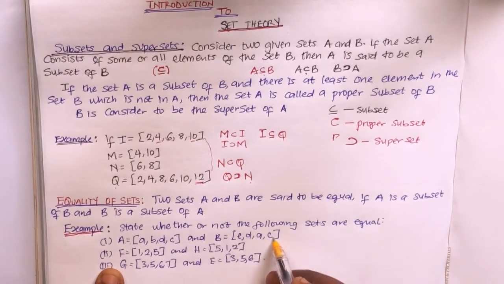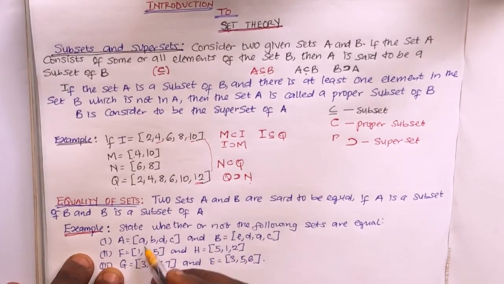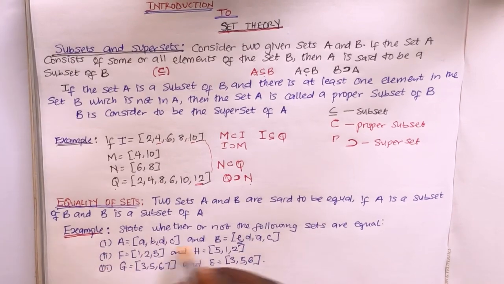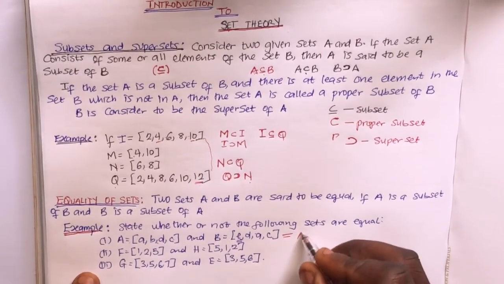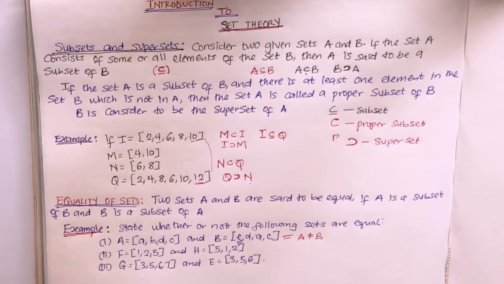E, D, A, C. Can you see this now? So in this case, is our A equal to B, A, B, D, C? At least E here is the major difference between the two sets. Can you see now? It shows that my set A is not equal to B, since both sets are not equal.